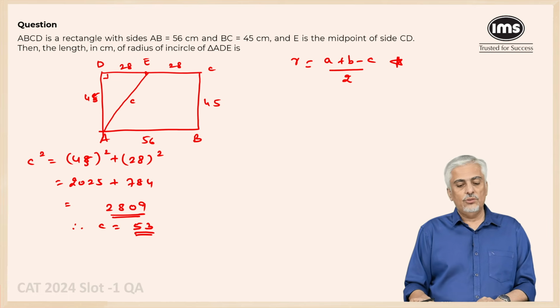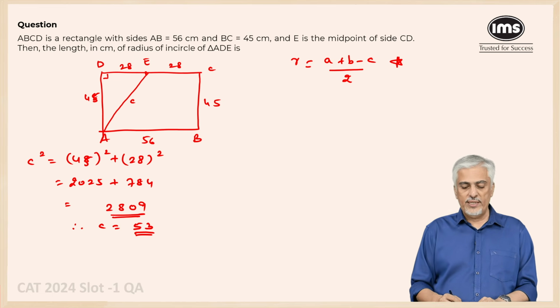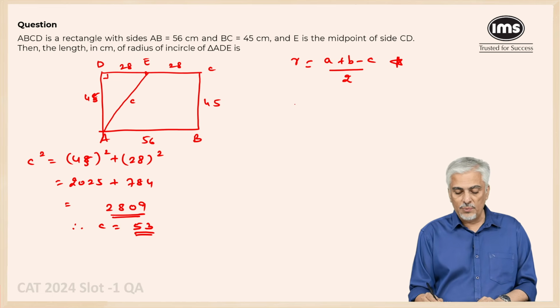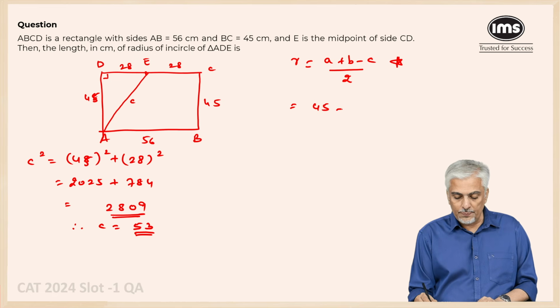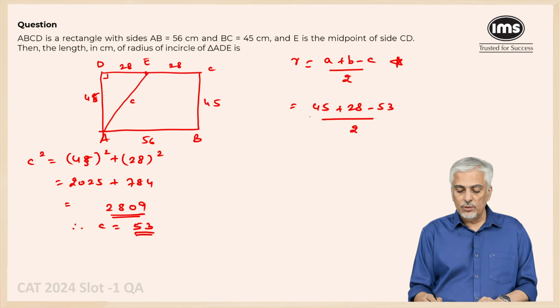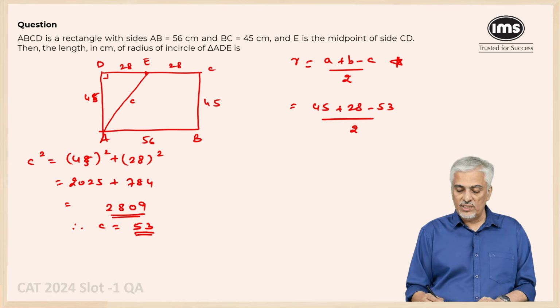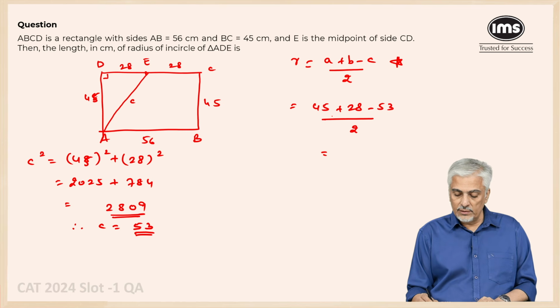So you can check that also. 53 square is 2809 or not. So we got c is 53. Apply it in this formula. You will get 45 plus 28 minus 53 divided by 2. That is 73 minus 53. 73 minus 53 is 20. 20 divided by 2 is 10. So therefore, the inradius is 10.